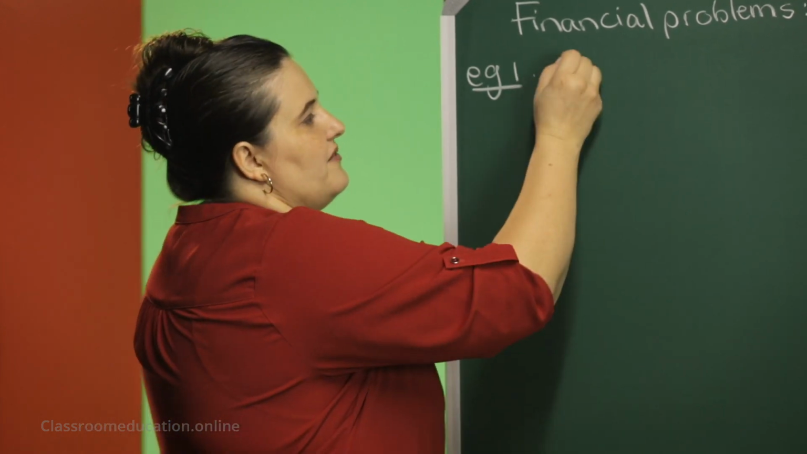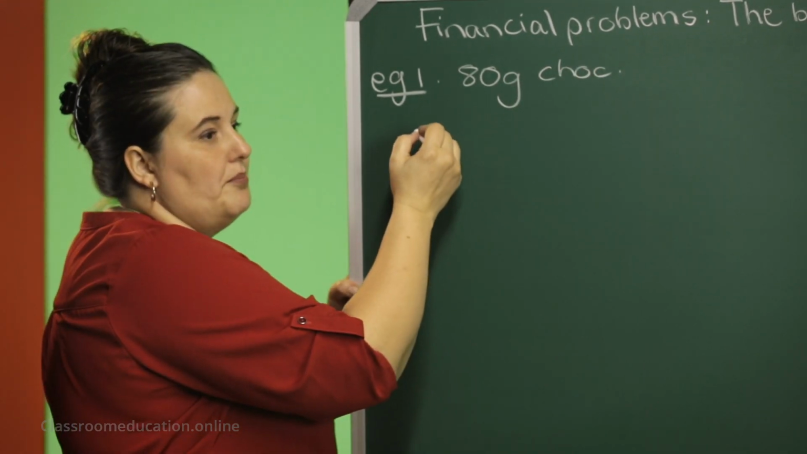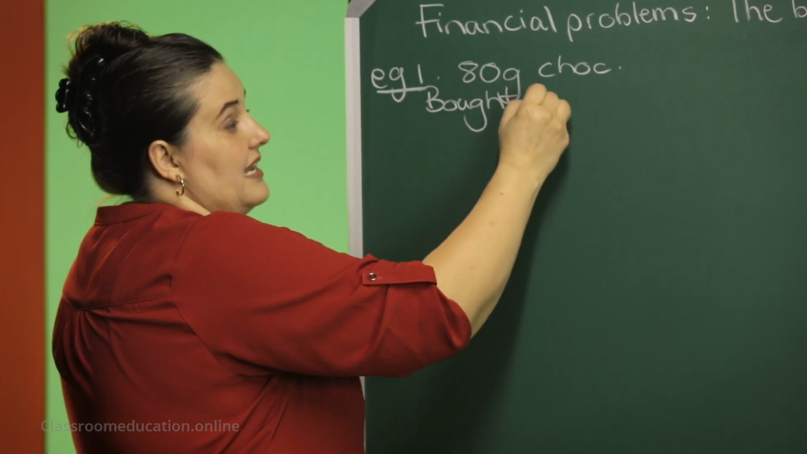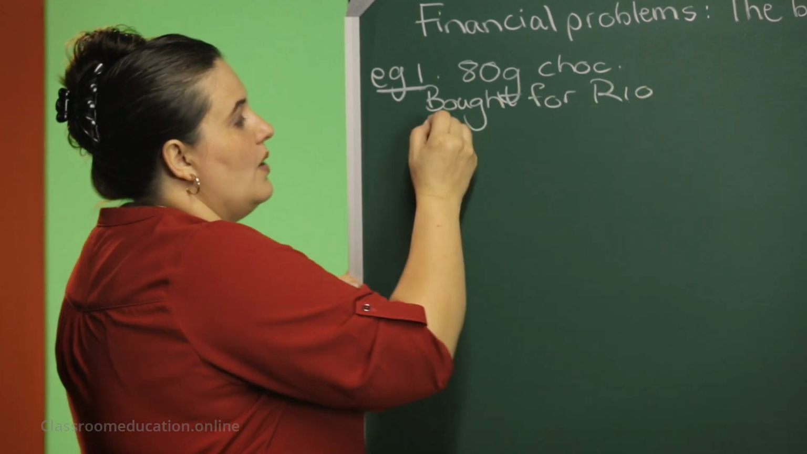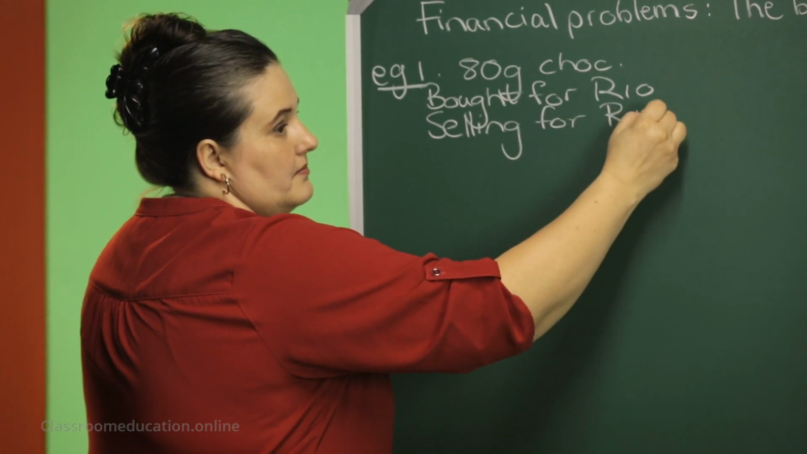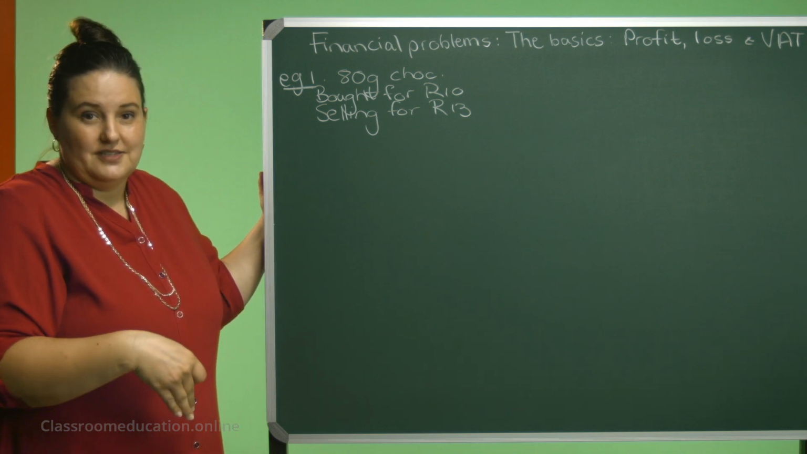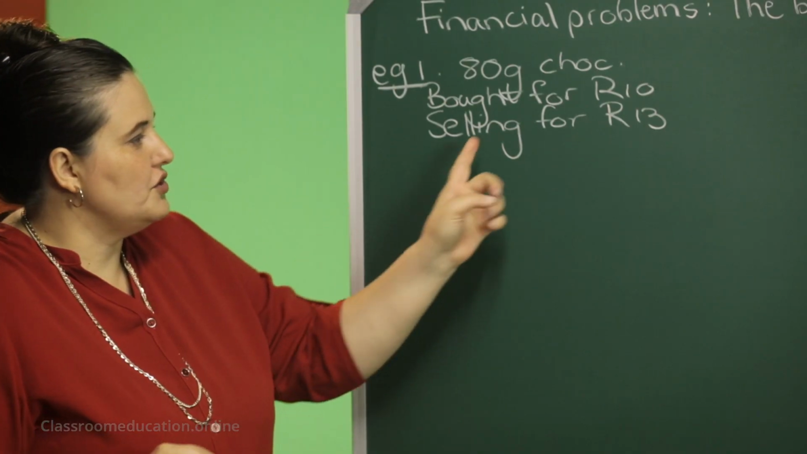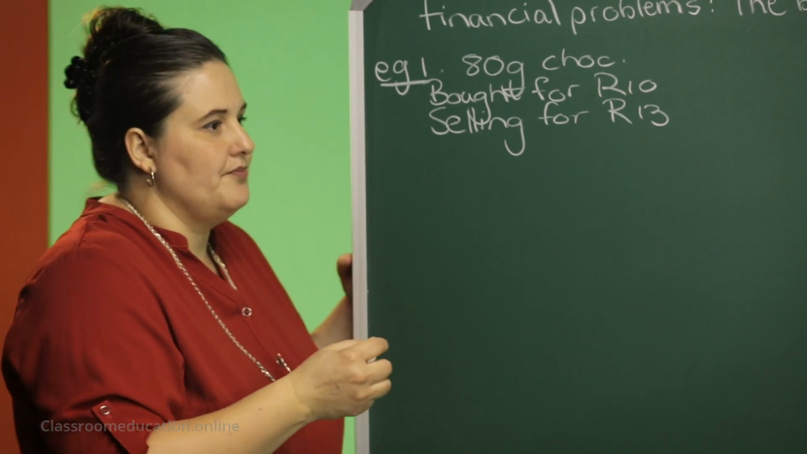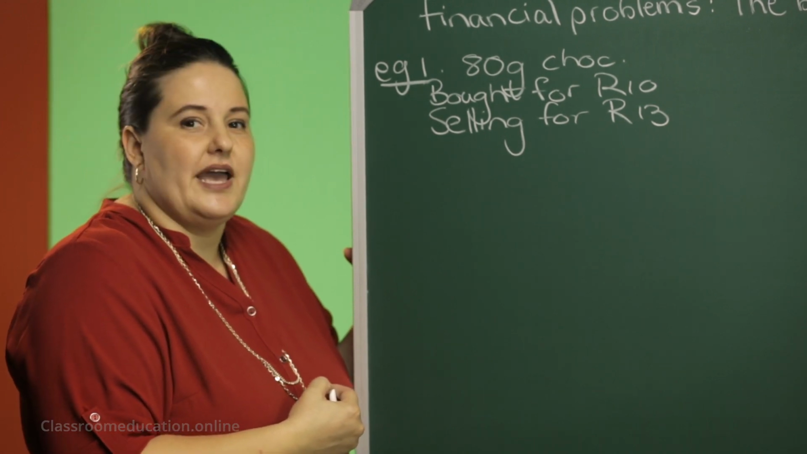Let's work it out. You have an 80 gram chocolate slab. You bought it for 10 rand. You are selling it for 13 rand each. So first question, are you making a profit or a loss? Yes, you are making a profit because you are selling it for more than what you bought it for. Now the question is, what is the percentage profit that you actually made?